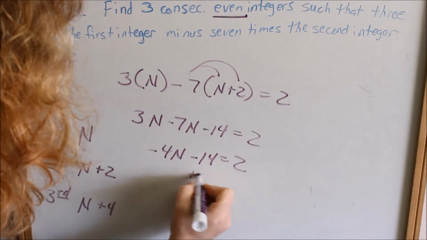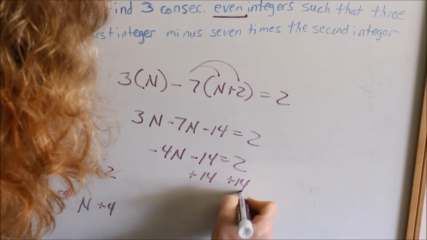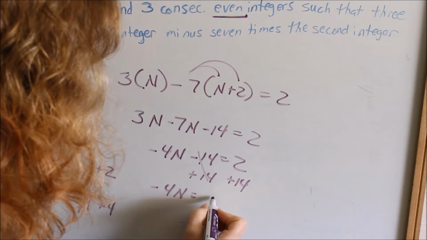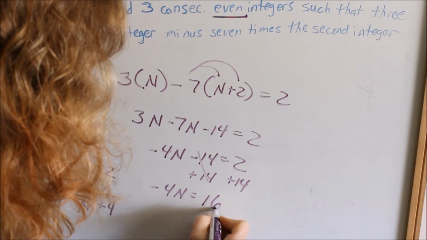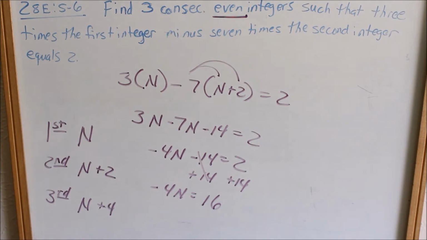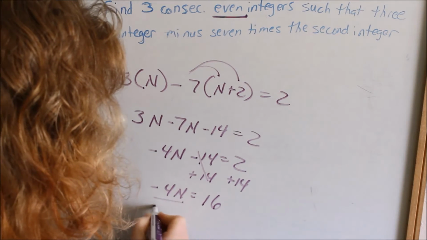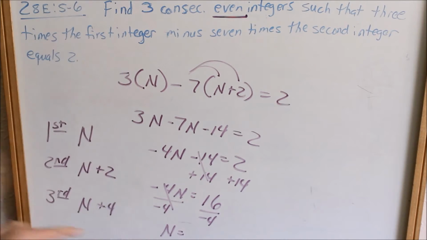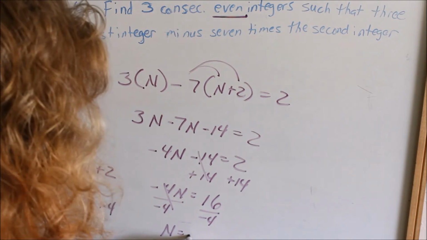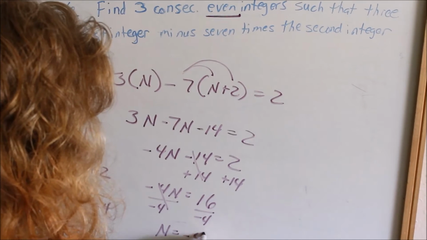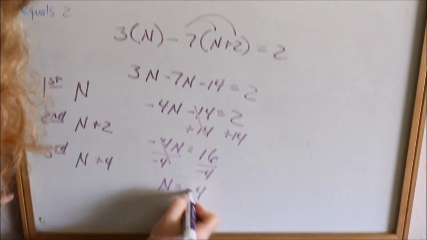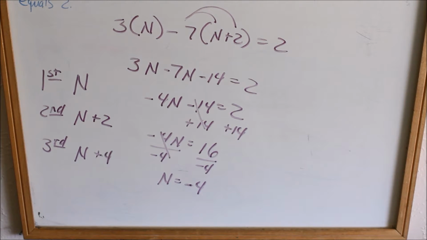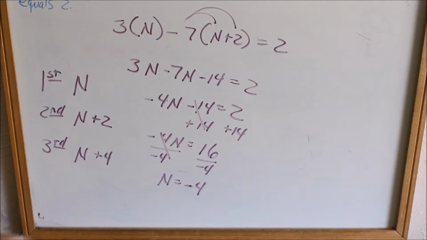Add my 14 to the other side. So negative 4n equals 16. Divide both sides by negative 4. And n equals a positive divided by negative is a negative, and 16 divided by 4 is 4. It is okay to have a negative number. A negative number is an integer. Integers are whole numbers, and they can be positive or negative.